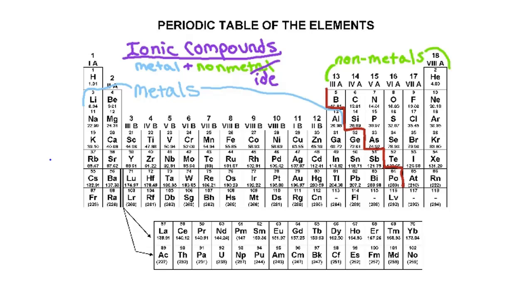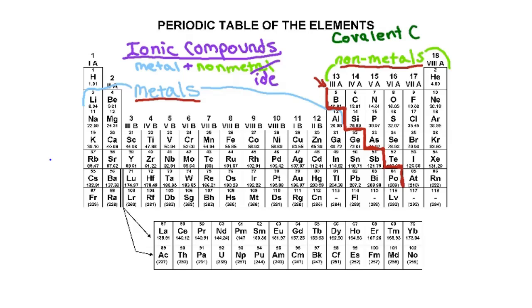Now, if you take a look over here, here's the staircase, and it's usually a bold line on your periodic table. Anything on the left of this staircase is going to be metals, and anything on the right of the staircase, the right third of the periodic table, is going to be nonmetals. So ionic compounds is a metal and a nonmetal put together. In this video, we're going to talk about covalent compounds.